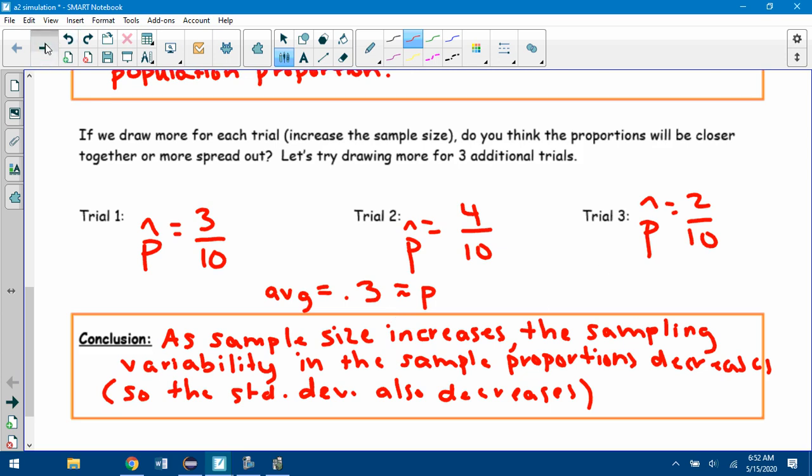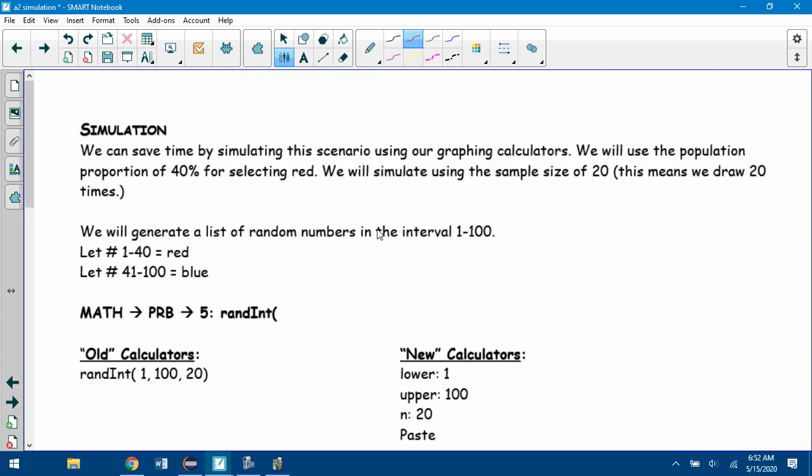So instead of having chips in a bag, let's say we used our calculator to simulate instead. Because we can save time by simulating this scenario using our graphing calculators. We're going to use the population proportion of 20% for selecting red. We will simulate using the sample size of 20. We're going to draw 20 times.